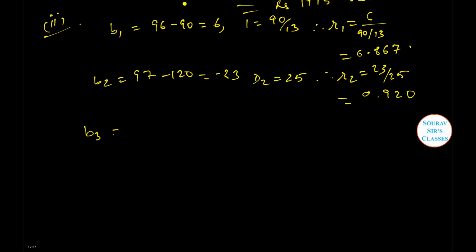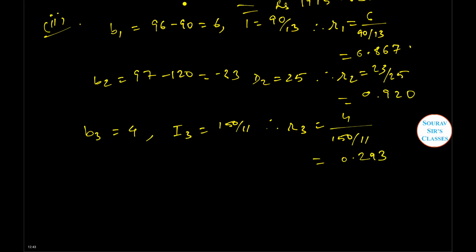Similarly, we calculate del B3, that comes out to be 4. I3 is 150/11. Therefore, R3 will be 4 divided by 150/11, which is equal to 0.293. And hence we calculate the last, that is del B4, that is equal to 4, and I4 is equal to infinity, which implies R4 is equal to 4/infinity, and we know that anything divided by infinity is equivalent to 0, hence it is 0.